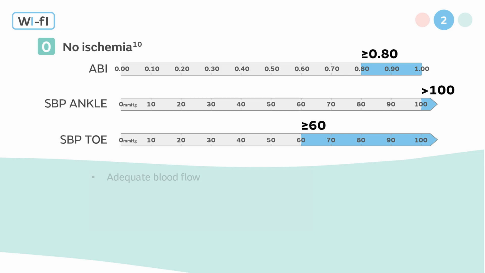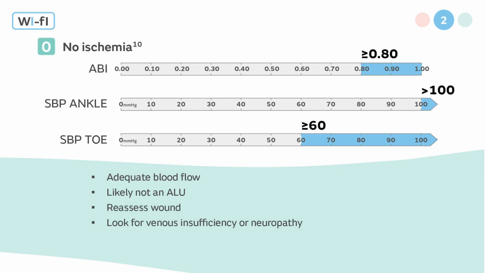This patient has adequate blood flow, and this wound is likely not an ALU. You should reassess at this point, and you may want to look at venous insufficiency or neuropathy as major contributors.